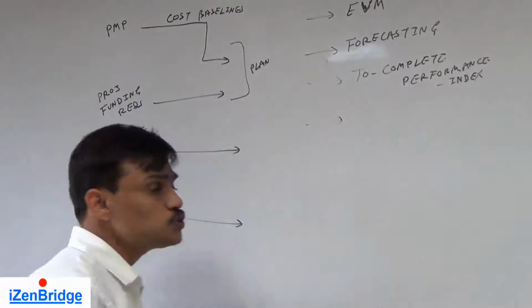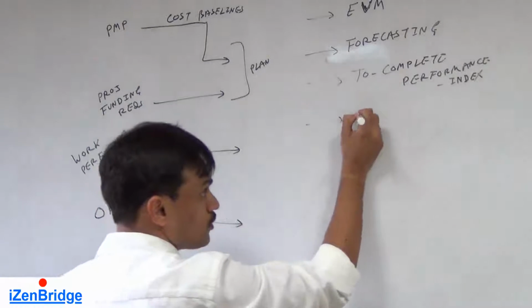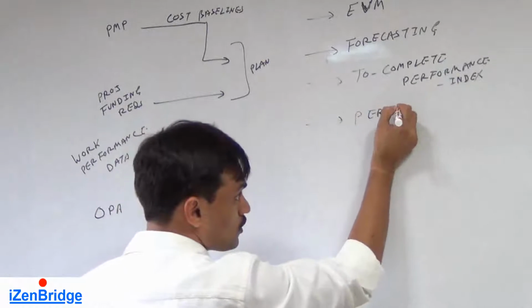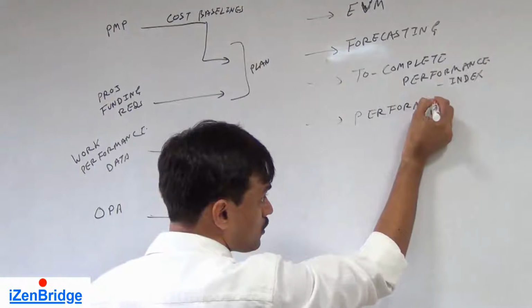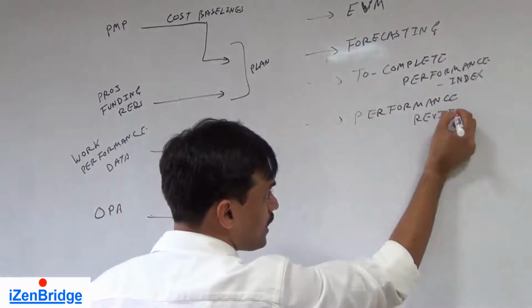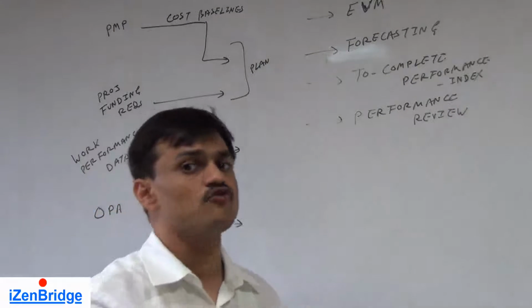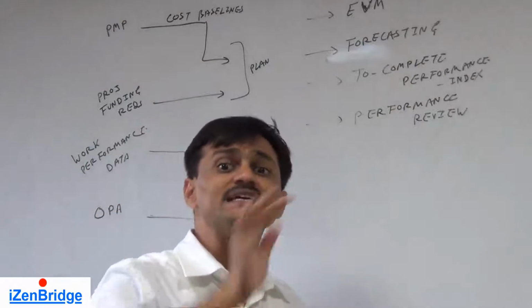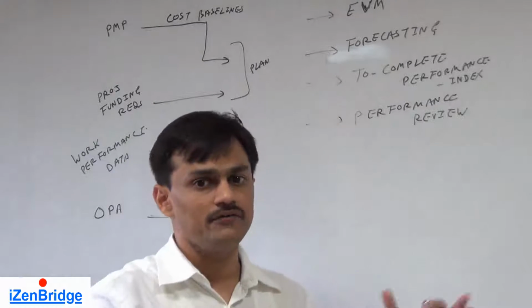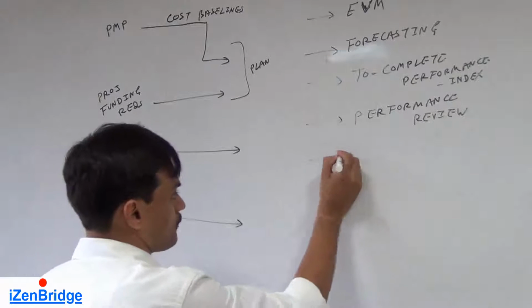We may also use tools and techniques like performance review. Performance review is reviewing project performance against variances. So we check what kind of variances we have. We do a trend analysis and we try to identify how well we are doing against our plan.